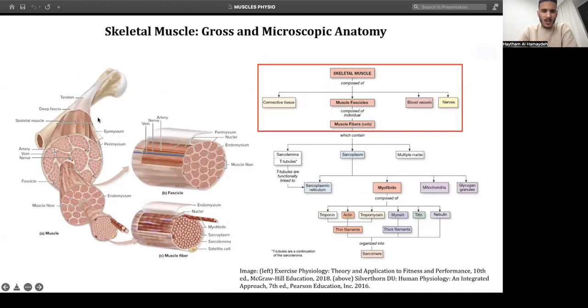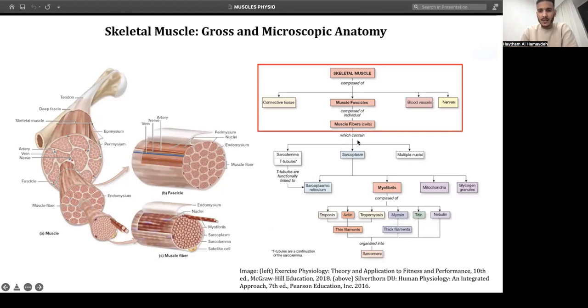First, we have a breakdown of how things are structured here. We have to note down that the skeletal muscle is composed of connective tissue, blood vessels, nerves, and most importantly, the muscle fascicles, which are composed of individual muscle fibers.